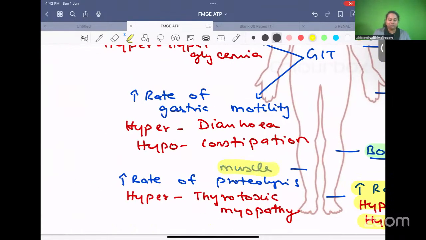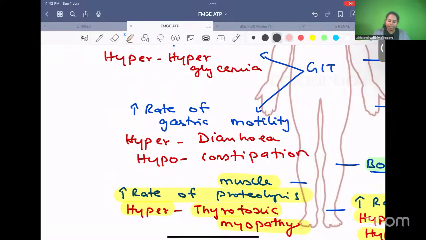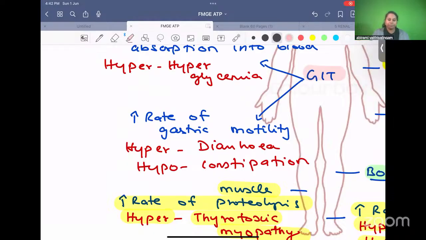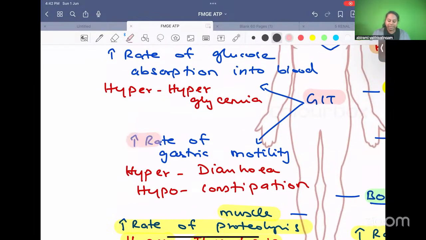Thyroid hormones on muscle. They increase the rate of proteolysis. Muscle proteins are broken down. That is why hyperthyroid patients have thyrotoxic myopathy. Muscle weakness because muscle proteins are broken down. On GIT, thyroid hormones increase the rate of gastric motility. If gastric motility increases, hyperthyroid patients will have diarrhea, hypothyroid patients will have constipation.